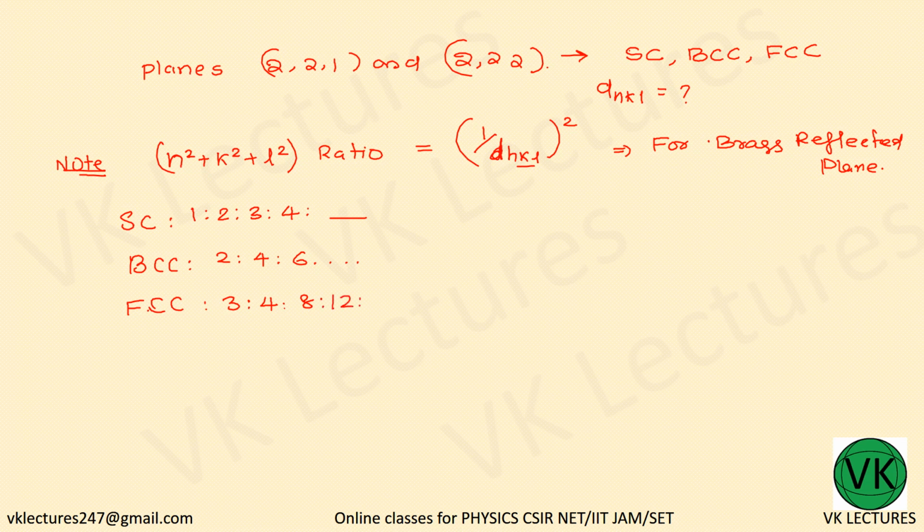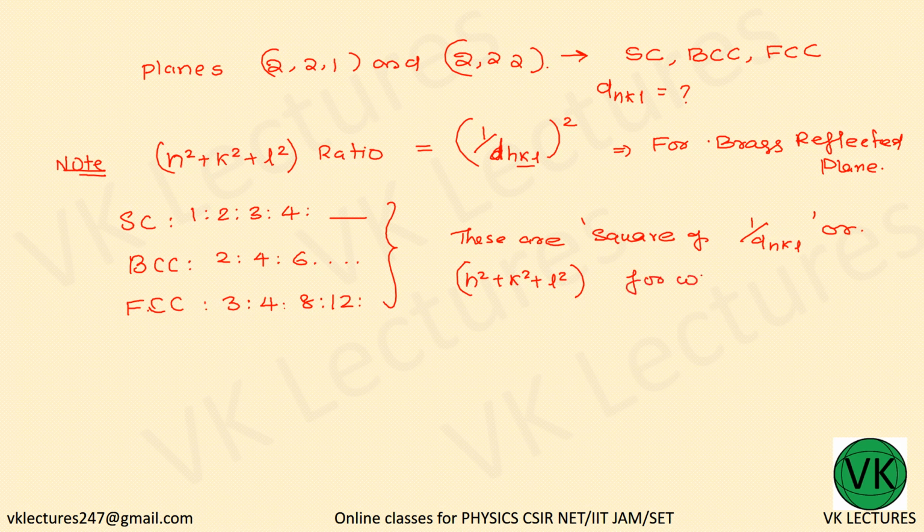So these are the values of h square plus k square plus l square, that is, 1 divided by d h k l whole square, for the planes which are Bragg reflected in simple cubic, body centered cubic and face centered cubic.